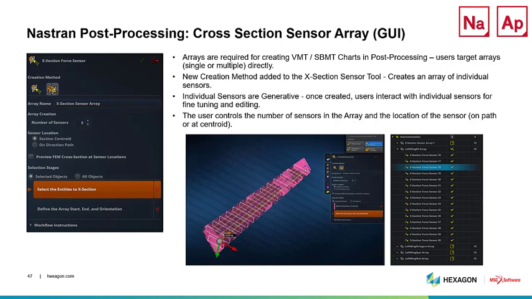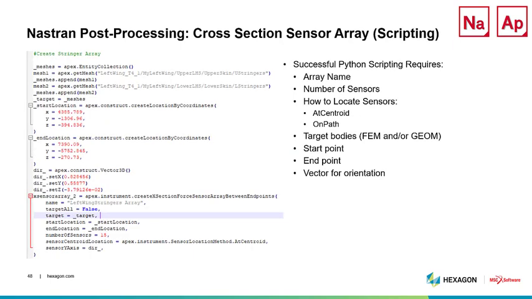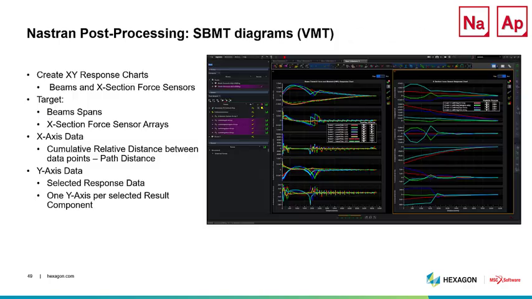Okay, and then in post-processing, once you've created those, you can post-process them by just double-clicking on them in the model tree. Now, you also can control this cross-section force sensor array via a Python script as well, so you don't actually have to create them manually. You can create them using a script as well.